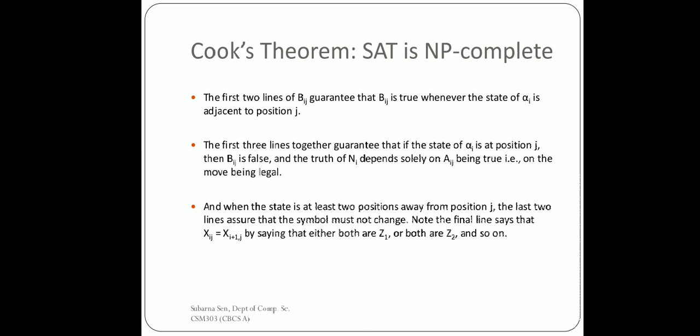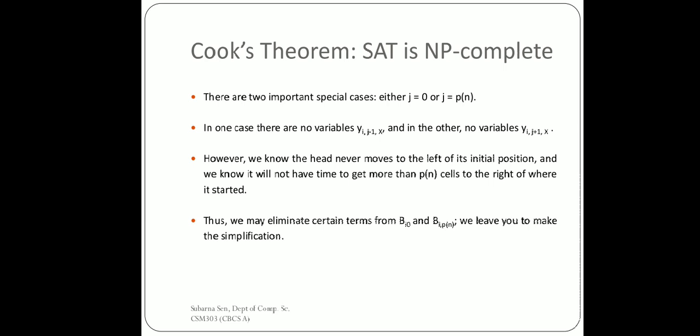Now two important cases may occur. Either j equals 0 or j equals pn, which means the head never moves to the left of its initial position, and it will not have time to get more than pn cells to the right of where it started. For the first case, we are at the beginning only. In the second case, we have covered all the n cells, and after that blanks are there, so we will not go to that part.